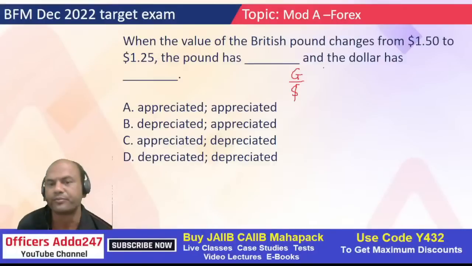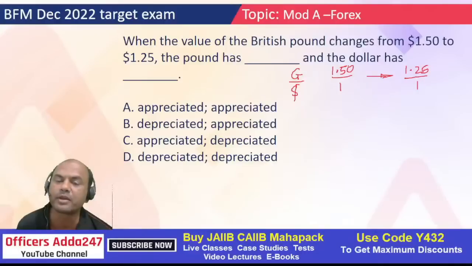So now what is the first rate given? 1.5 GBP and $1. This is my first rate. Now what is given? Pound changes from 1.5 to 1.25. So now what has it become? 1.5 has gone to 1.25. See, 1 has not changed. So now what has happened? Numerator is reducing. So when the numerator is reducing, what does it mean? Who is decreasing? GBP is decreasing or dollar is decreasing?